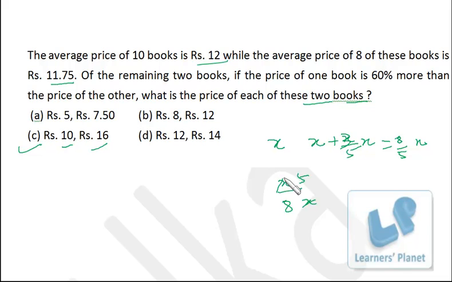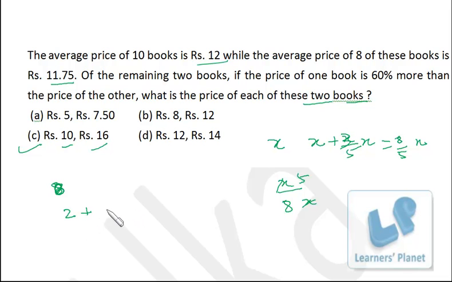But in case none of these is there, or suppose you have 2-3 options where the prices are in the ratio 5 and 8, then what you have to do is go by the deviation method, as we have done in some problems before this one. So the average over here is 12. The average price of 8 of these books is 11.75. So the deviation is what? 8 books, and the deviation of each book is 0.25. So 0.25 into 8 is actually 2, right?